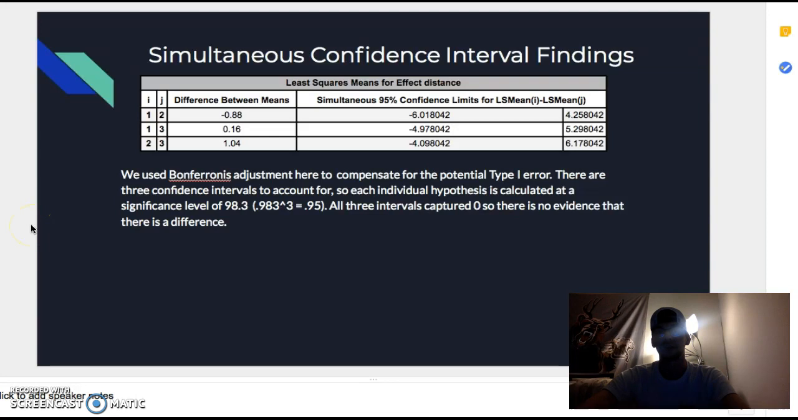Next, we have the simultaneous confidence interval findings. We used Bonferroni's adjustment here to compensate for any potential type 1 errors. There are 3 confidence intervals to account for. So each individual interval is calculated at a confidence level of 98.3%, because 0.983 to the third is 0.95, with an alpha level of 0.05. That means that we are looking for 95% confidence. All 3 intervals captured the value of 0, so there's no evidence that there's a difference between any of them.